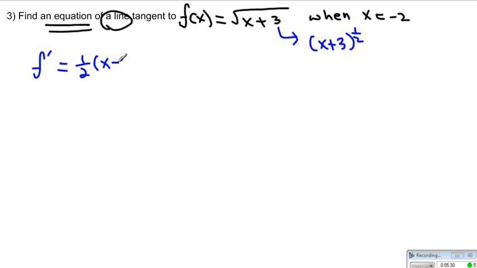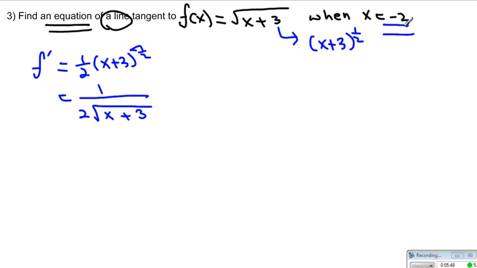And x plus 3 is there, but to the negative 1/2 power. And by the chain rule, we just have to multiply by 1, but it doesn't mean anything here. So here we have 1 over 2 times square root of x plus 3. Now, once you plug in negative 2 in that location, we'll end up getting 1 over 2 square root of 1, which is simply 1 over 2. So that's how we found the slope.